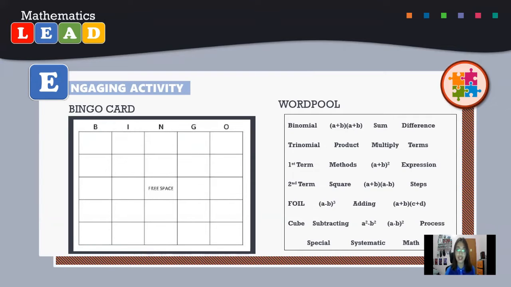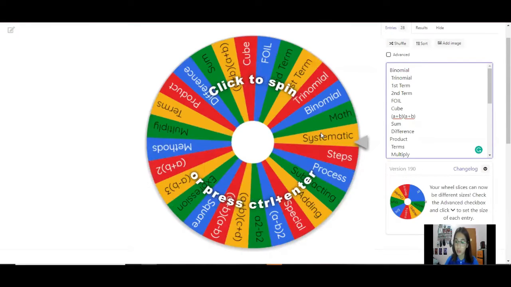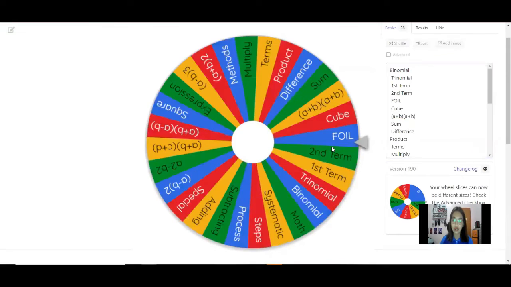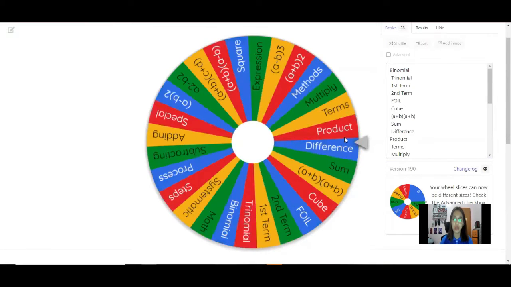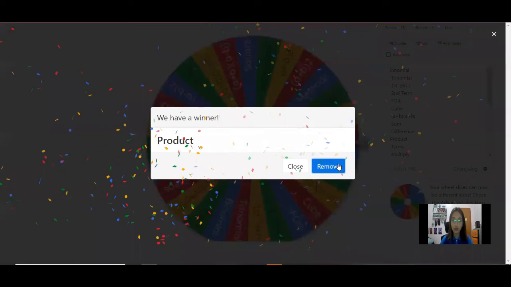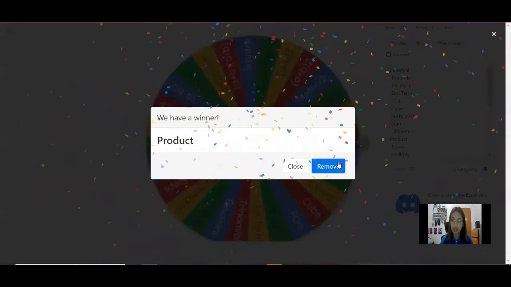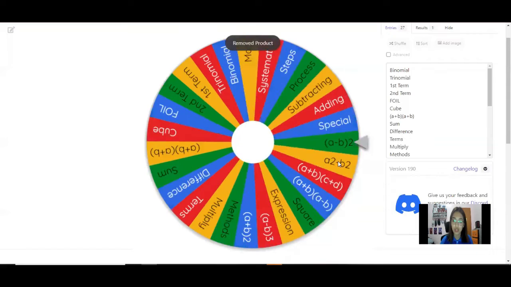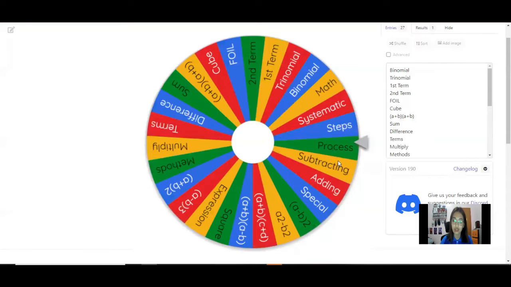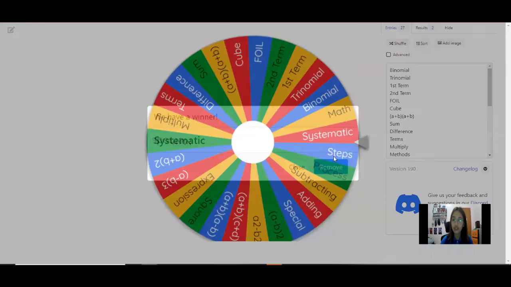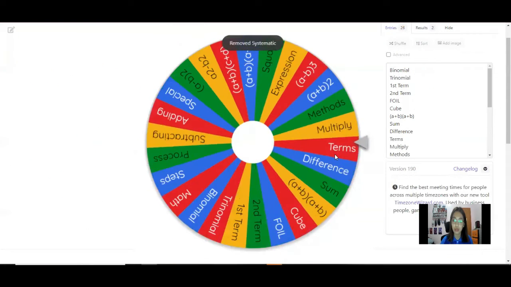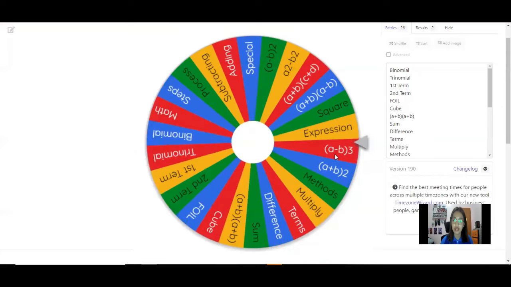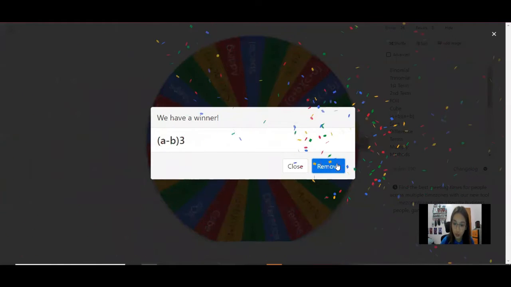Let's start. Now that you are done with your cards, I will be picking the terminologies to complete the word bingo in your cards. So let's start. The first word is product. When you have the word product, you can cross it out. The next term will be systematic. Let's go to the next. The next term will be a minus b cube.